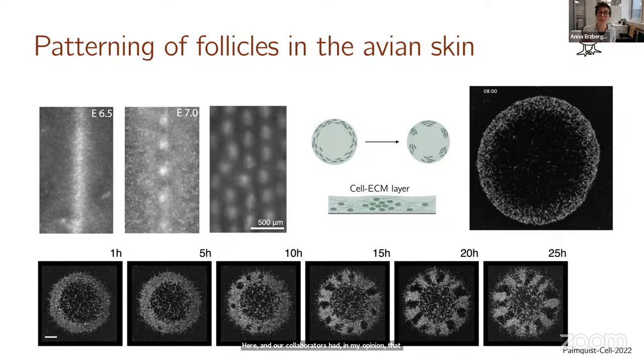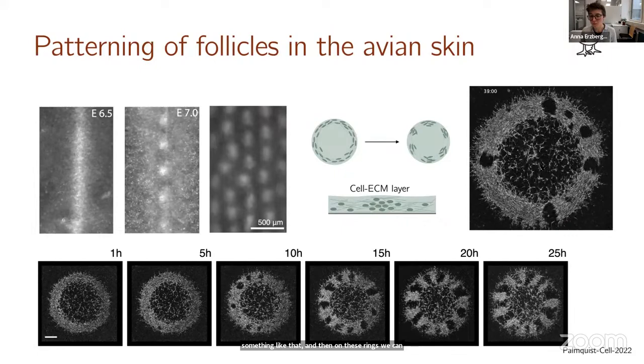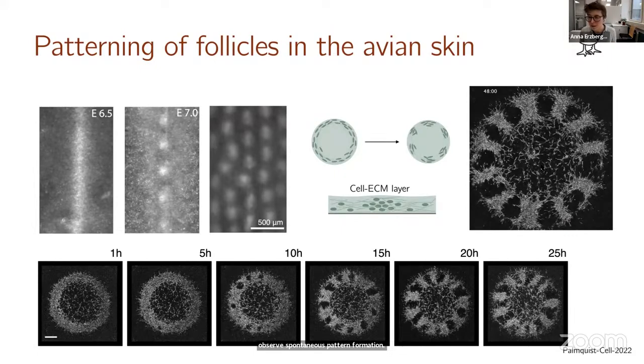And our collaborators had, in my opinion, a really ingenious ex vivo way of studying the patterning principle. What they do is they take the dermal cells, the fibroblasts, from the skin of the fish, suspend them in a drop, and put this drop on a collagenated surface. And then the cells by themselves settle at the rim of the droplet so that we have a ring at the end. This is probably a coffee ring effect or something like that. And then on these rings, we can observe spontaneous pattern formation. So I hope the video plays. If not, there is a time sequence at the bottom. The cells move around randomly, and then they aggregate and form these equally spaced clusters.